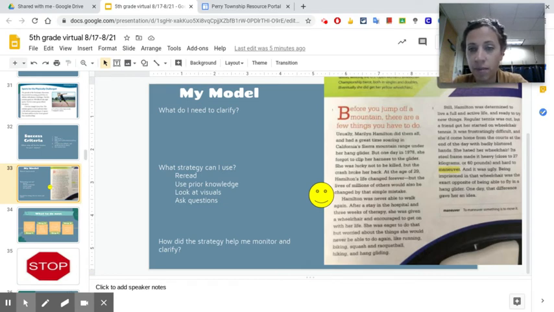Before you jump off a mountain, there are a few things you have to do. Jump off a mountain. Oof. Usually, Marilyn Hamilton did them all. She had a great time soaring in California's Sierra Mountain Range under her hang glider.